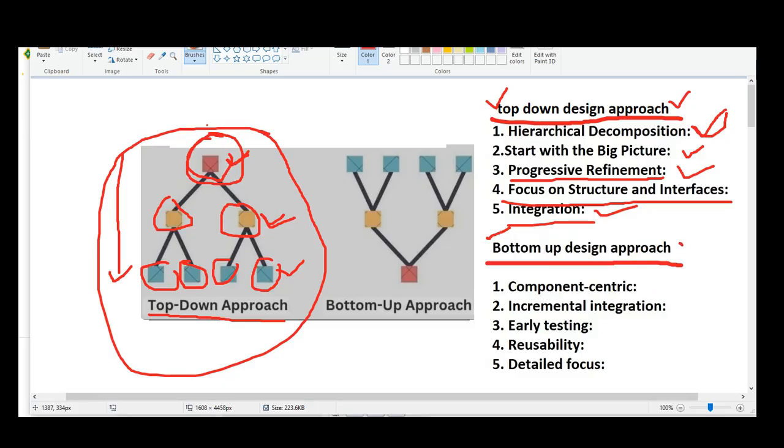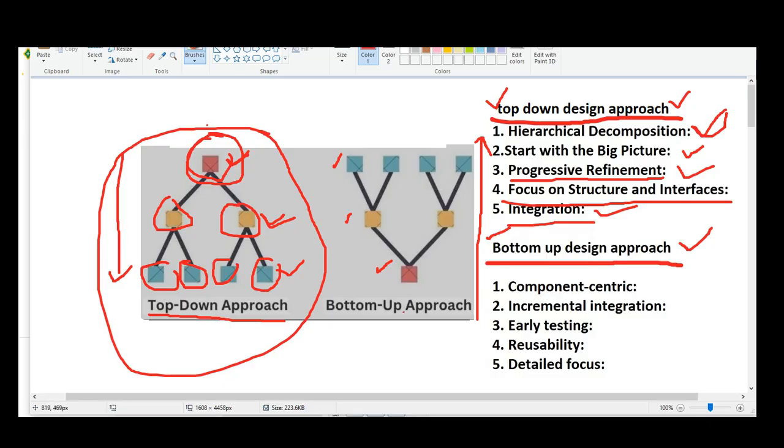Next we will discuss the bottom-up design approach. Observe this diagram. Here the main program is linked with these modules, the upper level modules. This is called the bottom-up design approach. In this manner, the lower level components are combined into upper level components, or the lower level programs are linked with the upper level programs. In this way the program structure is like this.